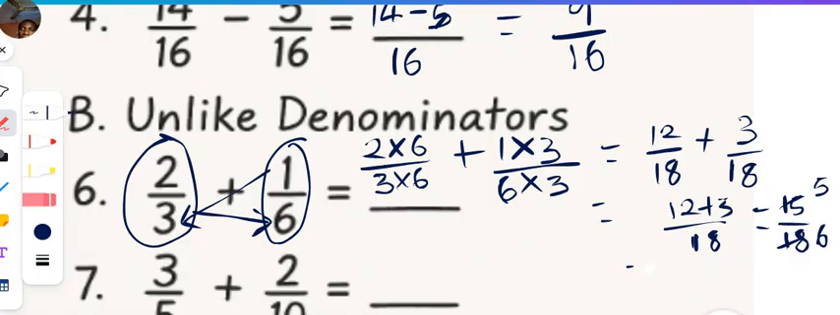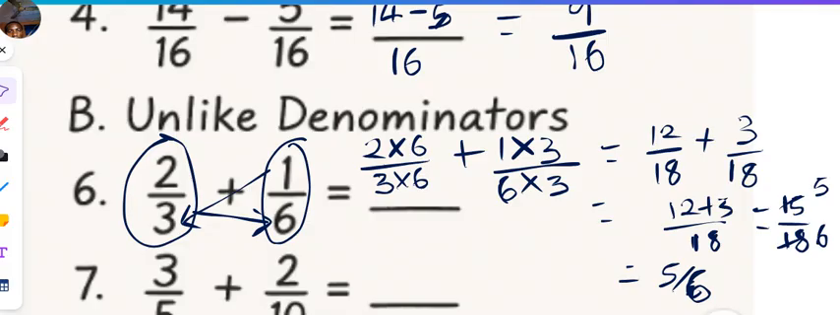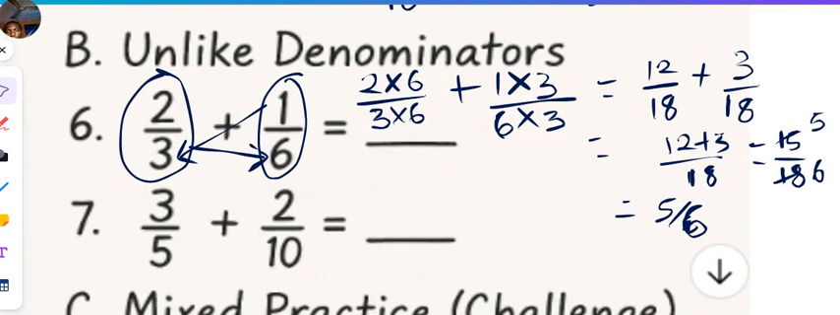Okay, so that's how it is done. There are many other examples there. Maybe let's solve one last one before we go. 5 over 6 is the answer for that one.